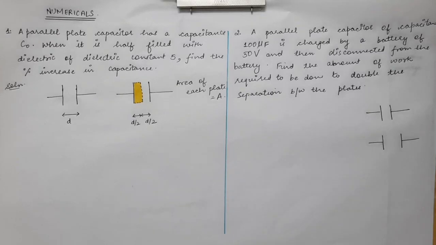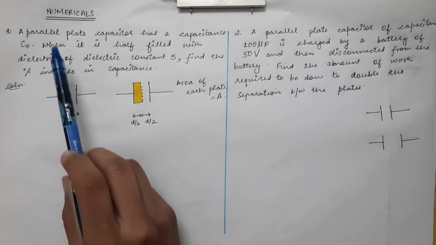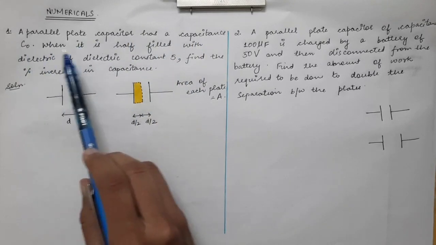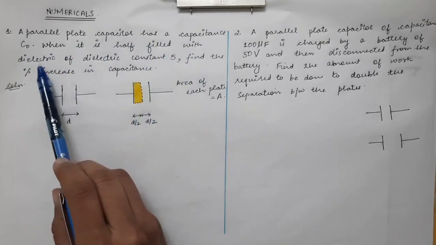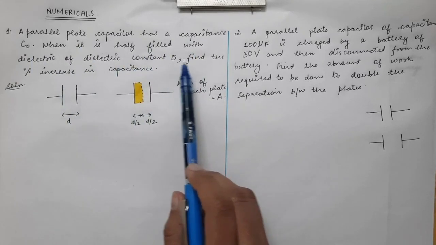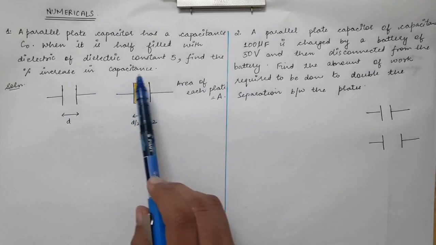In this lecture, we are going to discuss the numericals of the last chapter of Electricity and Magnetism Part 1, and the chapter was the electrostatic fields in matter. So the first numerical is: a parallel plate capacitor has a capacitance C0. When it is half filled with a dielectric of dielectric constant 5, find the percentage increase in capacitance.